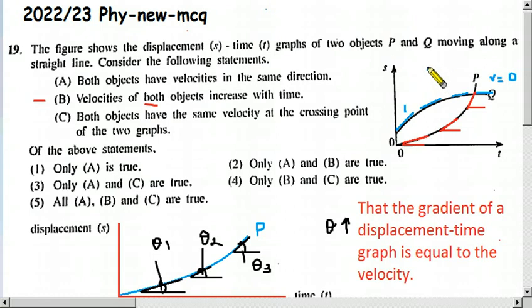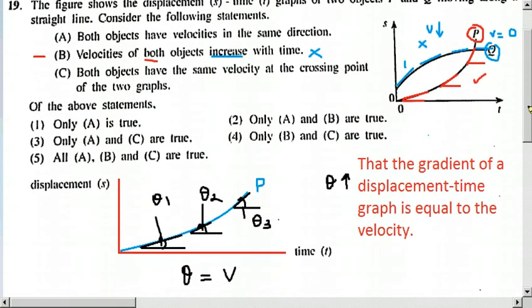So what has happened? Decreased, continuously decreased. What they say is velocities of both objects increase. It is correct for object P, but for Q it is wrong because it decreases. Here what they say is increase with time. So this one is wrong.